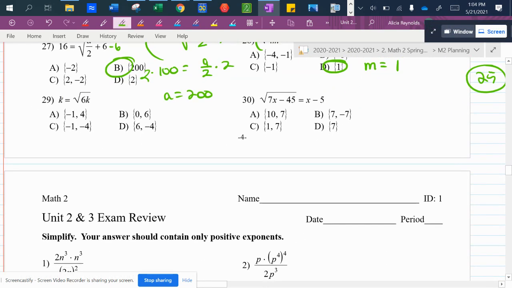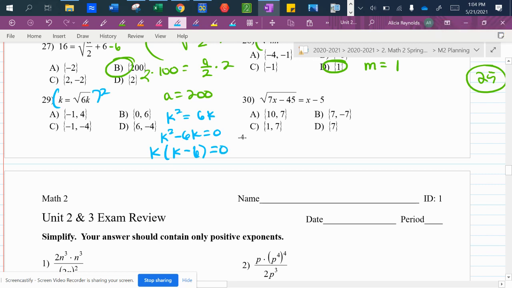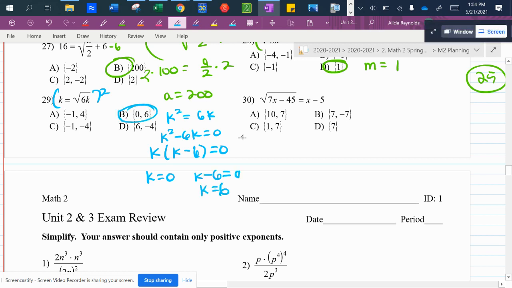Then we have k equals the square root of 6k. So this square root's already by itself, so I can square both sides. And let's do this in different colors so we can see. So I square everything, and I get k squared equals 6k. So now this is quadratic. So I'm going to need to solve by factoring. So I get k squared minus 6k equals 0. My GCF is k, and I get k times k minus 6 equal to 0. Now I can use zero product property to get k equals 0 and k minus 6 equals 0, which means k equals positive 6. So the answer is B.